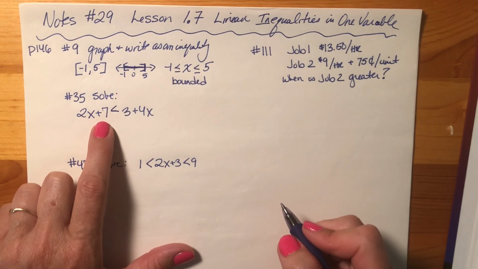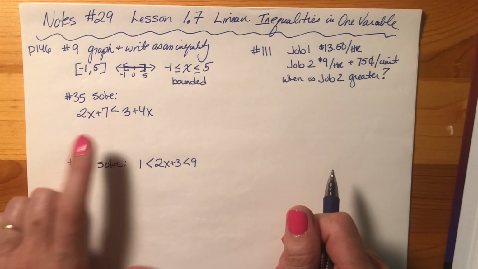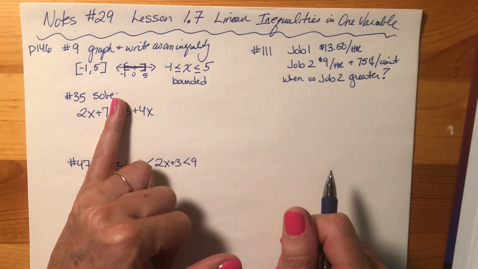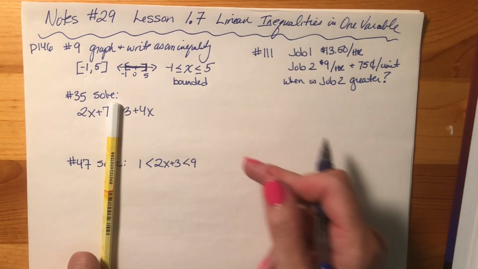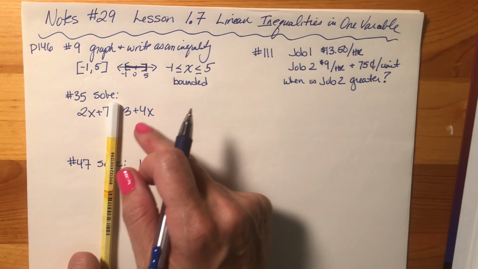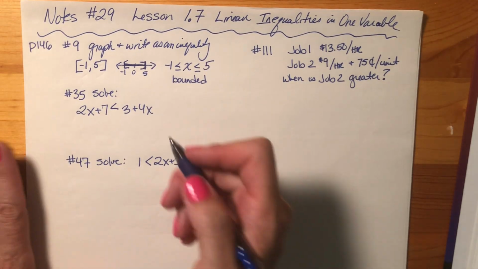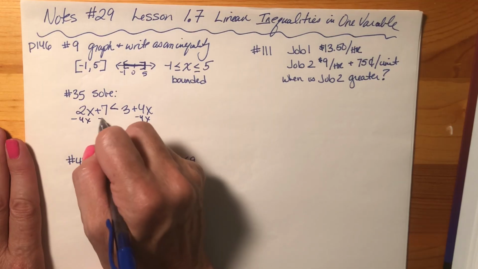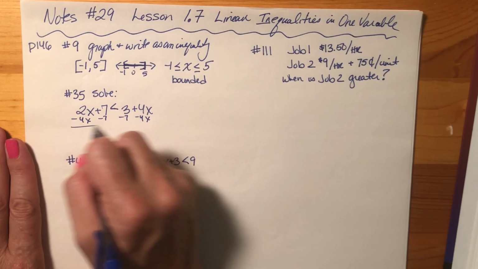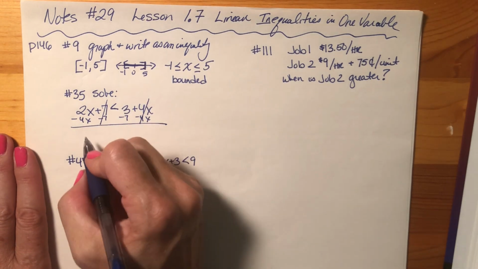Number 35, I want you to solve. I've got 2x plus 7, which is less than 3 plus 4x. So just like you would do if you were solving this and there was an equal sign in the middle, you would bring the 2x over or the 4x over. Personally, I'm going to break my rule and subtract 4x from both sides here, just to refresh your memories on what happens when you have a negative in that inequality.